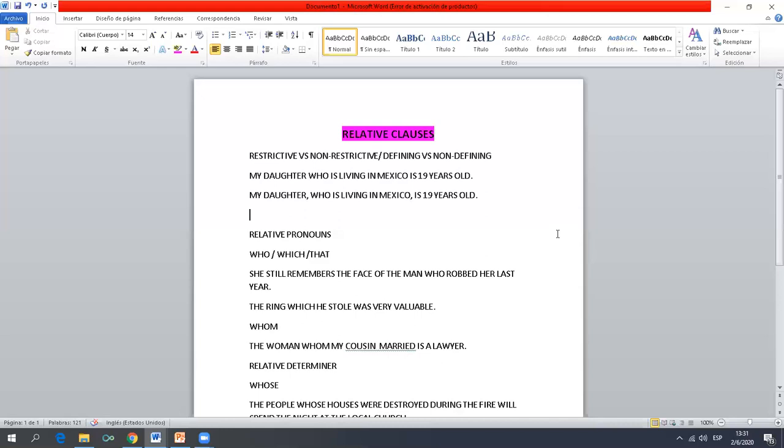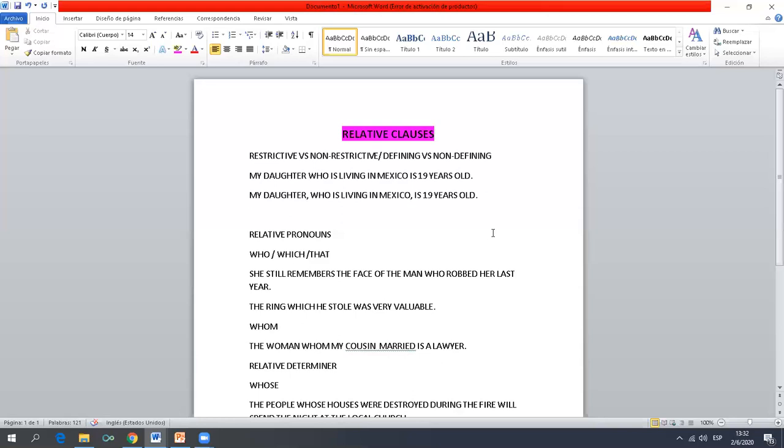In the second case, my daughter, who's living in Mexico, is 19 years old. My daughter is already enough to know who I am talking about. You don't know me so well, but if you knew me, you would know that I only have one daughter. So if I say my daughter, that's it. It can't be but Emilia, okay? That's her name.